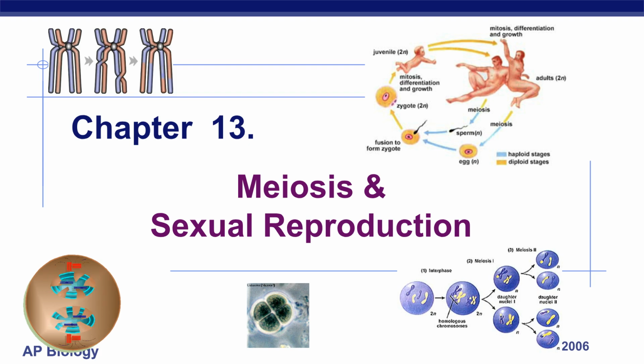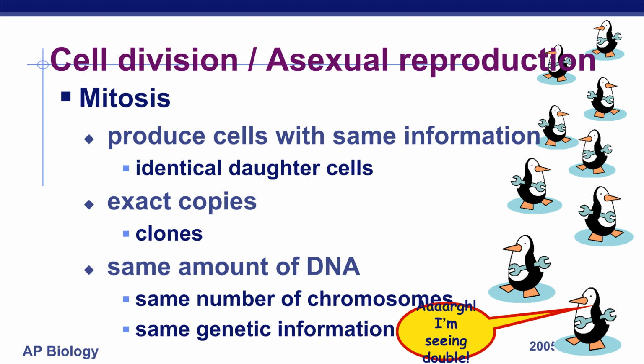We are beginning Chapter 13 on meiosis and sexual reproduction. This video explores the processes that lead to the formation of gametes and the fusion of genetic material during sexual reproduction. Asexual reproduction involves cell division through mitosis.